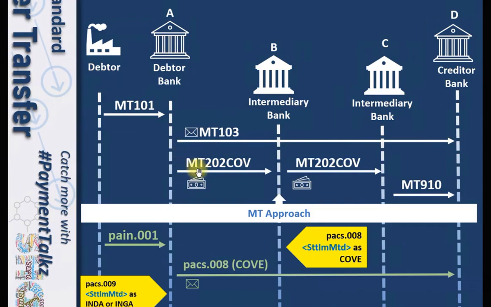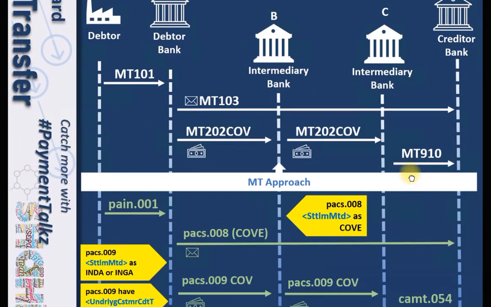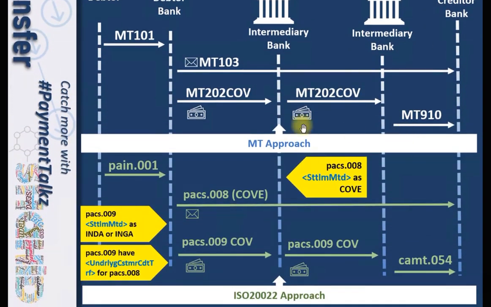Bank A will send MT202 COV to the next intermediary bank, which will further send the same cover message to the next intermediary bank. Finally, this intermediary will inform the last bank using MT910, or maybe a statement message 950, or in some cases a cover message as well. If we compare this particular flow, considering MT910 only, in MX it is going to be like this.